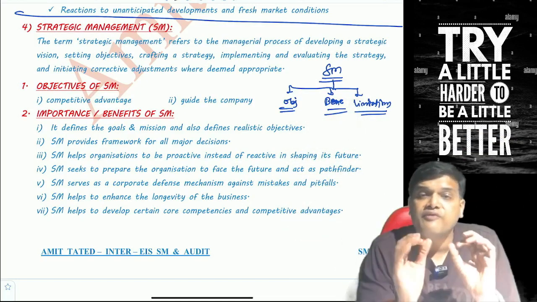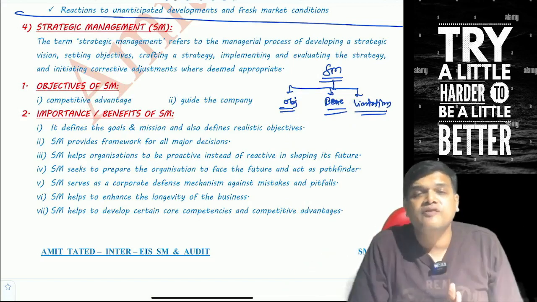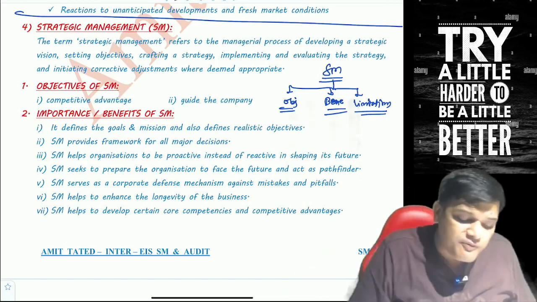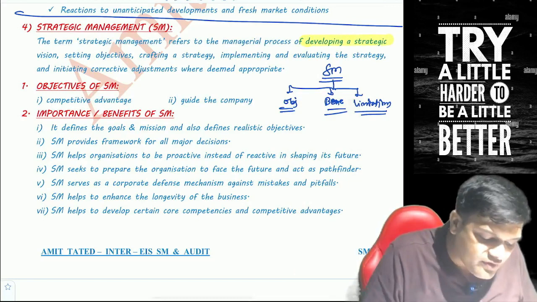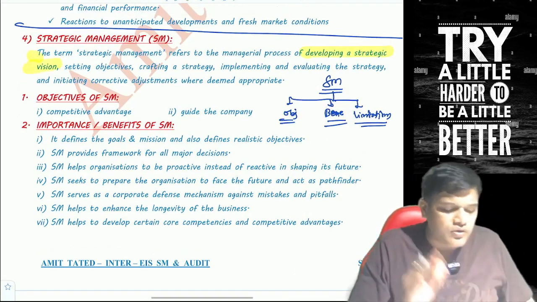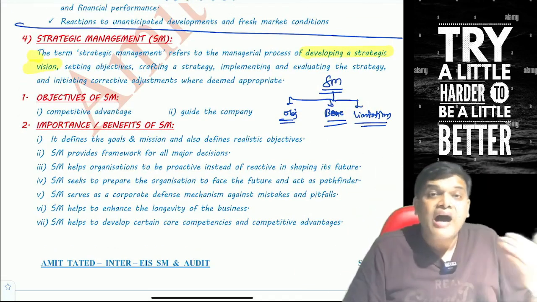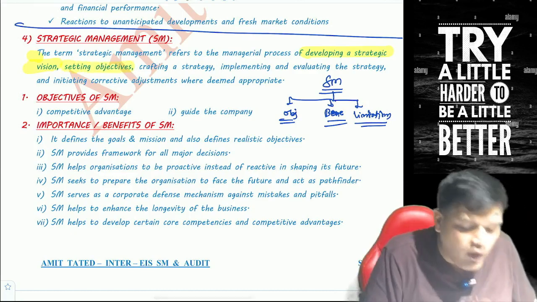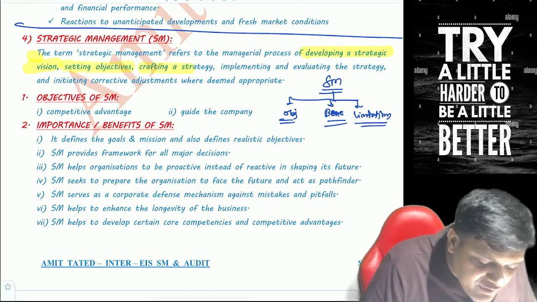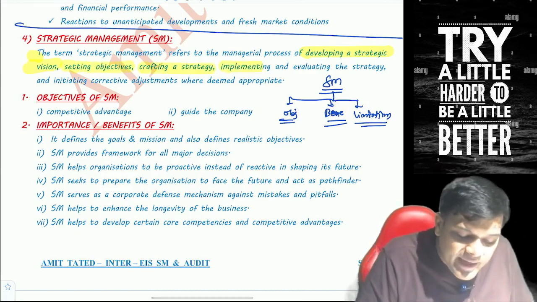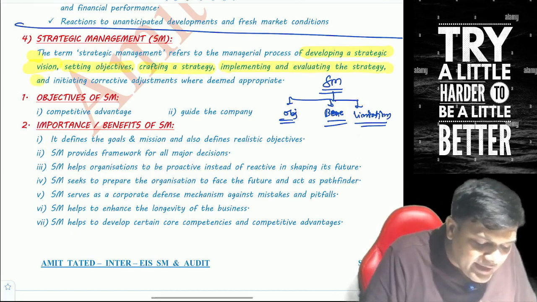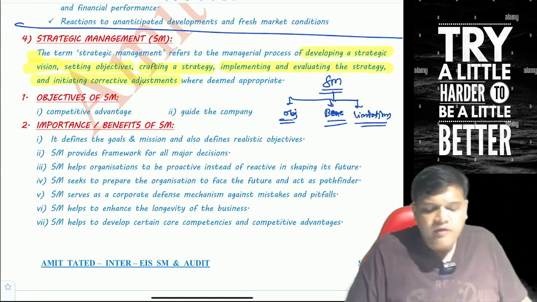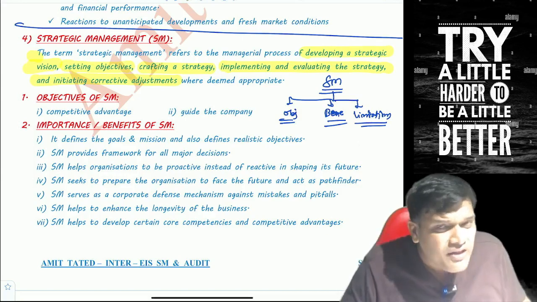Okay, how many steps? If it is a process, then there will be steps. How many steps will be there? 5 steps. What are the 5 steps? First point, it is developing a strategic vision. So first concept, it says you set a vision. After vision, second concept, it says setting your objectives. Third point, it says crafting a strategy. Fourth point, implementing and evaluating a strategy. And last point, initiating corrective adjustment where deemed appropriate. So what are the 5 points?